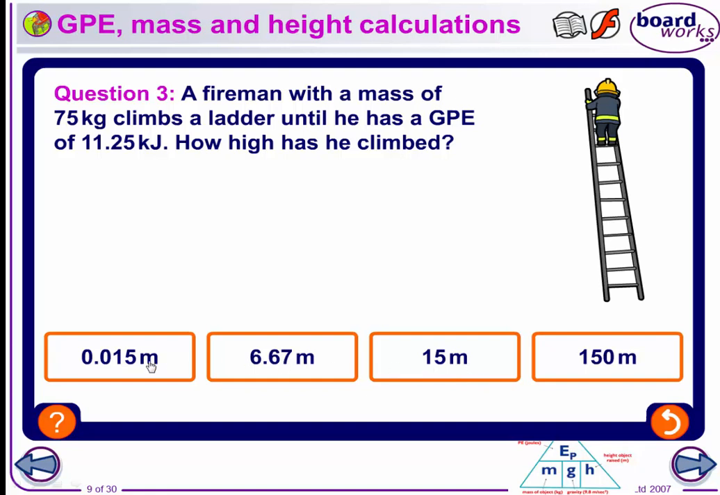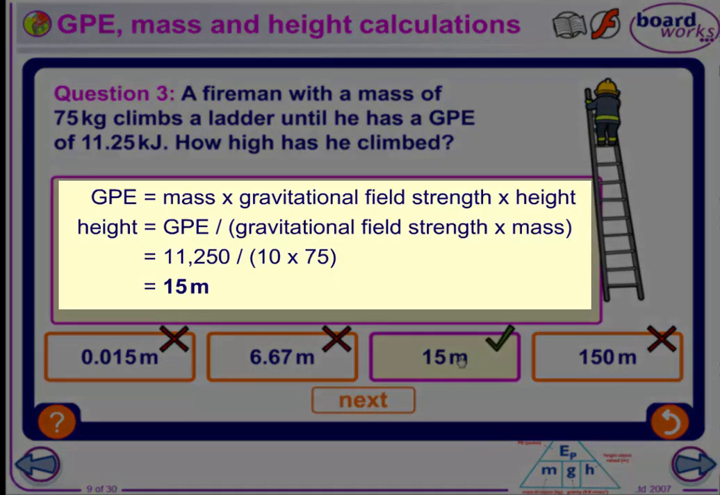Is it 0.015 meters? No. 6.67 meters? No. 150 meters? No. 15 meters. Notice we have to rearrange, so it's 11,250 divided by 10 times 75.